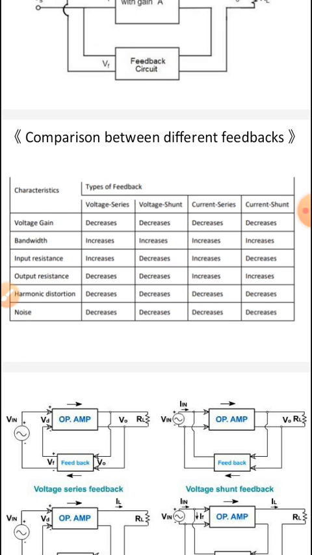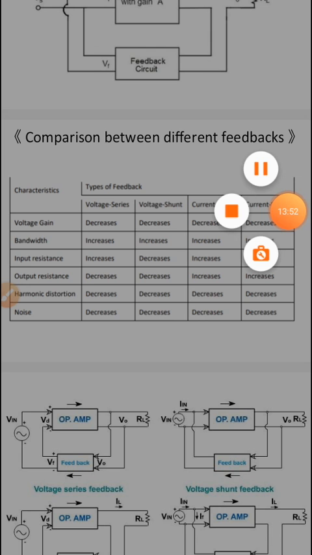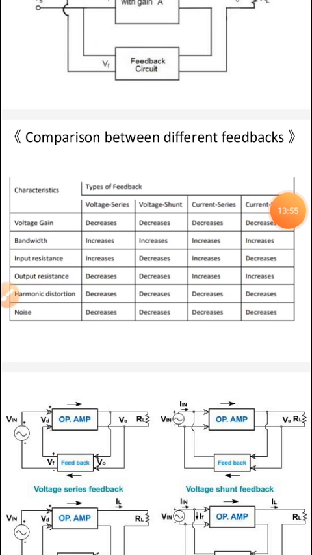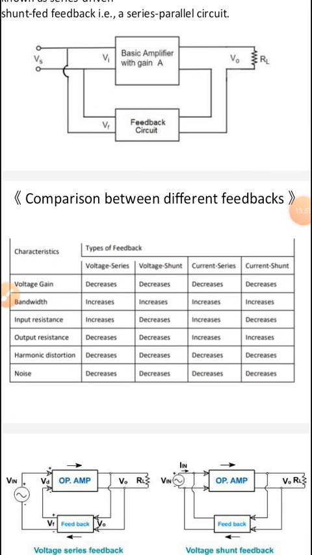As we are using the feedback concept to reduce distortions, increase the input impedance and decrease the output impedance, let us now tabulate the amplifier characteristics that get affected by different types of negative feedback. Here there is a comparison between the different feedbacks. The different parameters of the amplifiers are bandwidth, input resistance, output resistance, noise, harmonic distortion and voltage gain.